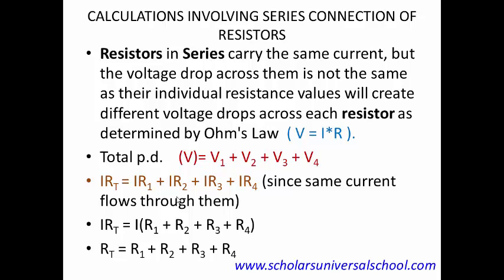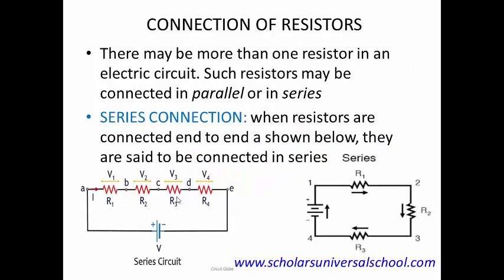Now, if I factorize the current out from this equation, the total PD will be equal to I open bracket R1 plus R2 plus R3 plus R4. If I divide through by the current flowing through the circuit, I have my total resistance to be R1 plus R2 plus R3 plus R4. So if we are to find effective resistance in a series connection of resistors, we will just add up the value of each of the resistances offered by the resistors. We add R1, R2, R3, R4.